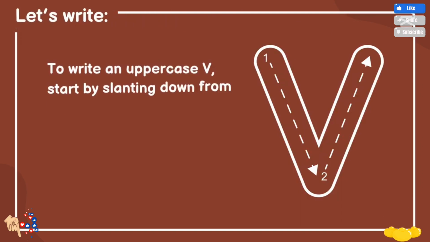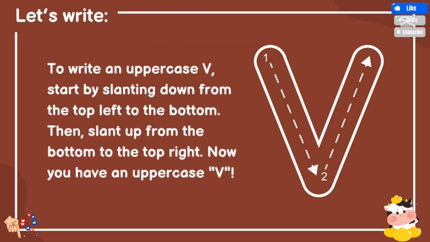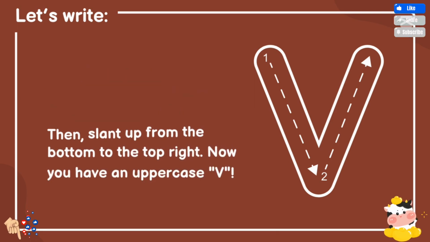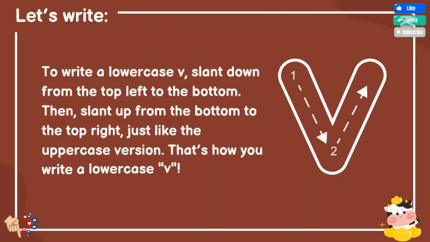To write an uppercase V, start by slanting down from the top left to the bottom. Then, slant up from the bottom to the top right. Now you have an uppercase V. To write a lowercase v, slant down from the top left to the bottom. Then, slant up from the bottom to the top right, just like the uppercase version.